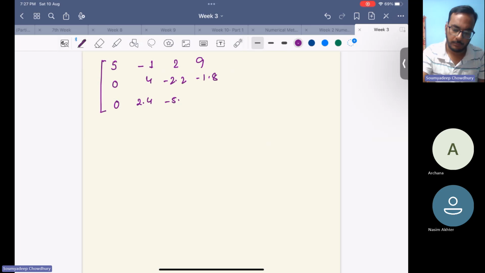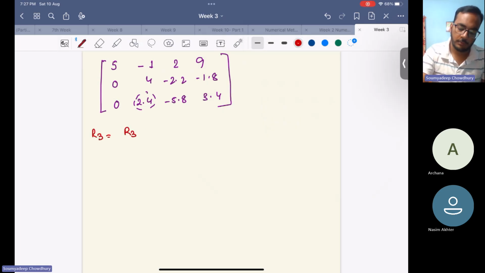2.4 minus 5.8, 3 point. So this one you have to make 0. Yes, sir. So R3 will be equal to R3. And it is told you have to take row 2 as the pivot element, right? Yes, sir. So alpha 32 R2.